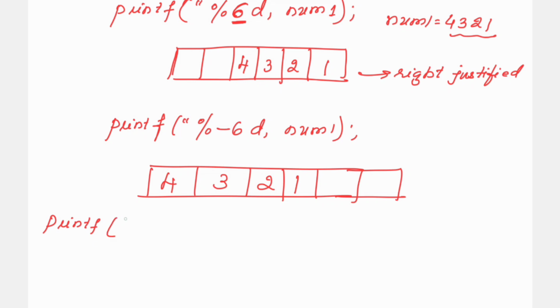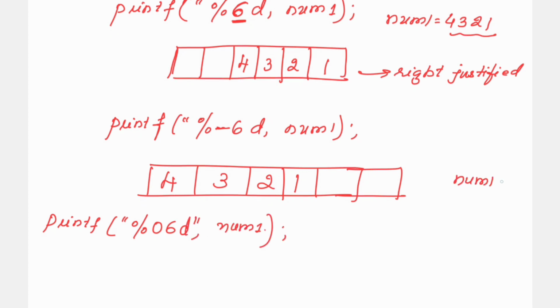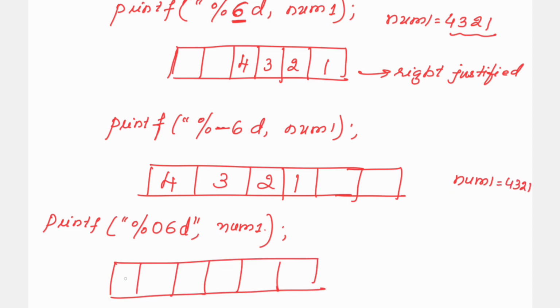If you're writing printf and then you specify %06d followed by the value for the number, num1 is 4321. The first 2 spaces will be filled with 0, and your number, which is of 4 digits, will take the remaining spaces.